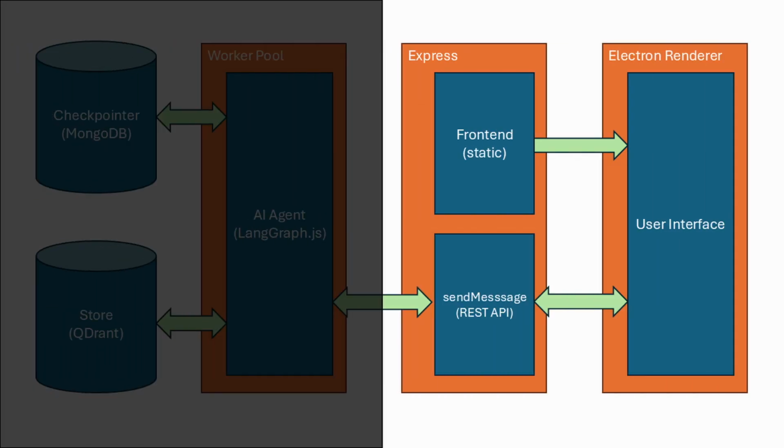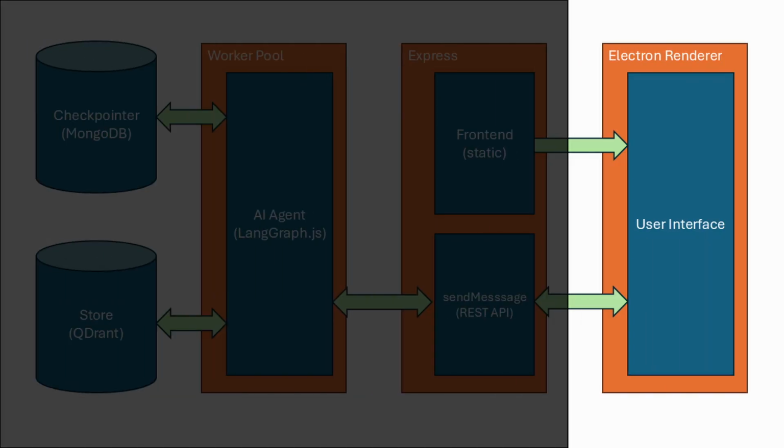Finally, the user interface component of our application runs within an Electron renderer process. This is where users engage and interact with the AI agent. Let's go and implement the changes needed in our front-end code to invoke the Send Message REST API. First, we'll install the necessary npm packages our app would need.